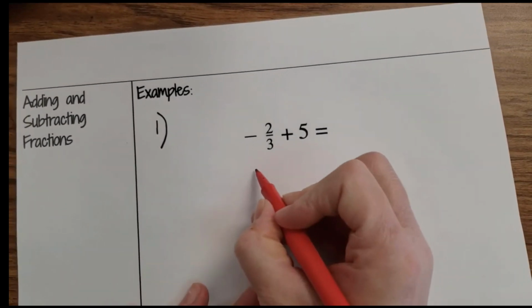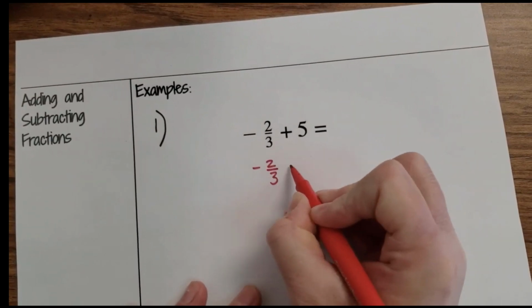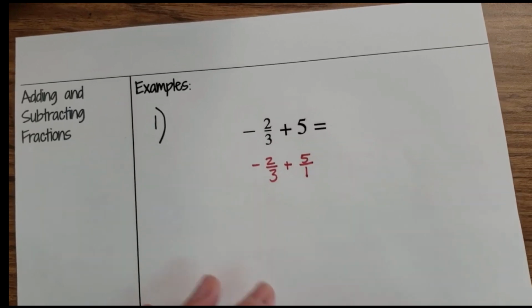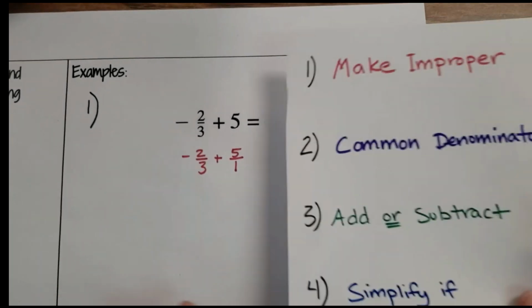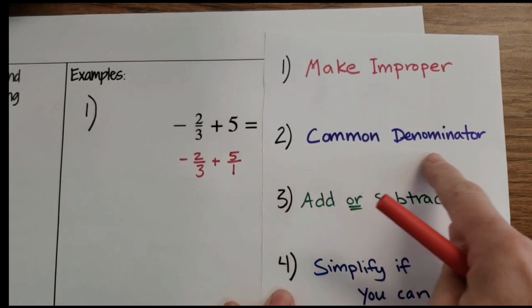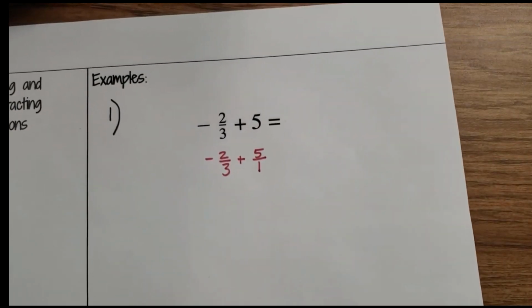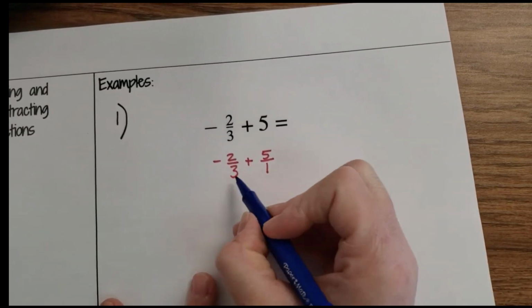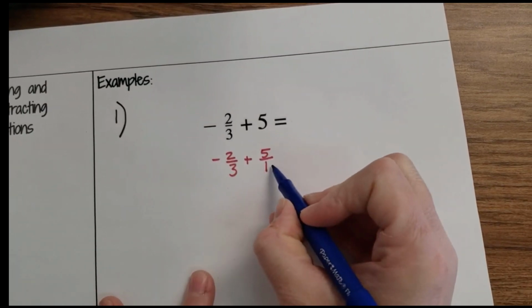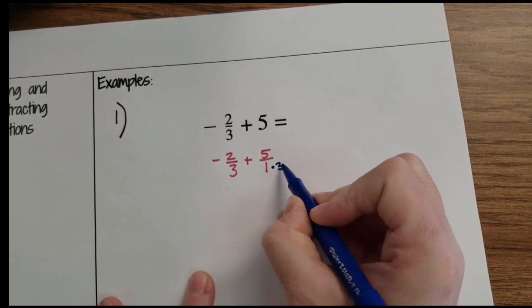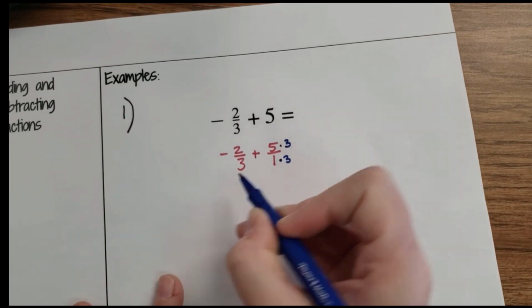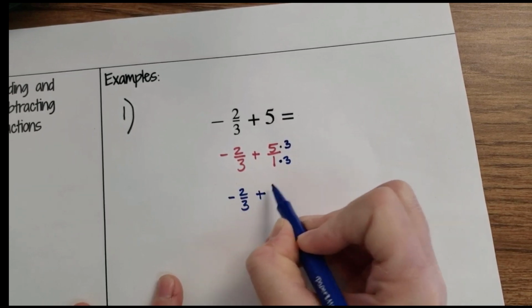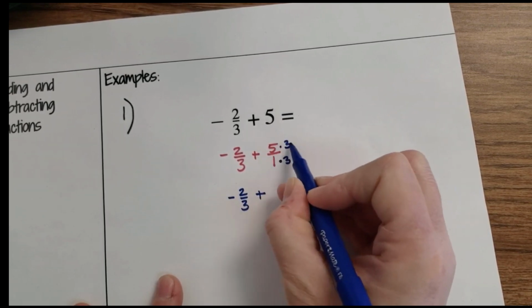So I'm going to recopy negative 2/3, and then I'm going to write 5 as a fraction, 5 over 1. Now, we're going to need a common denominator if we're going to add these two fractions together. Well, looking at 3 and 1, the least common multiple would be 3. So being that this is already thirds, I want to change the 5 into thirds. So I'm going to multiply the denominator and the numerator both by 3. So the first fraction, negative 2/3, will stay the same because it is already thirds. And now I can write 5 as 15/3.